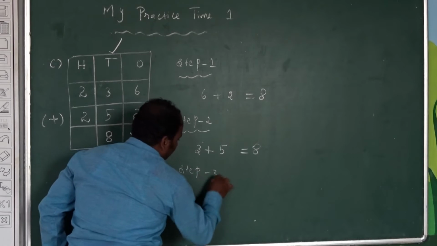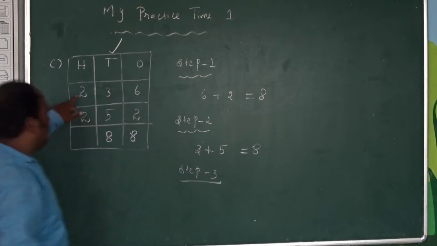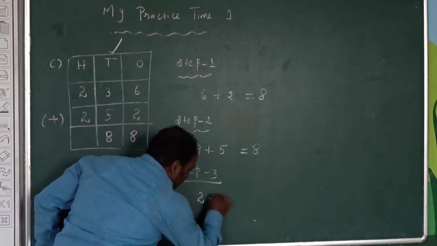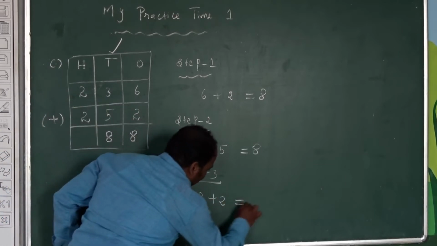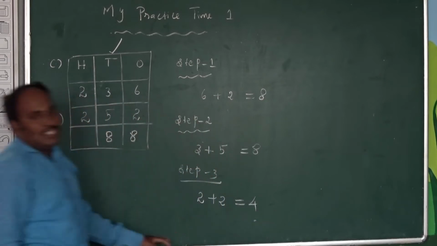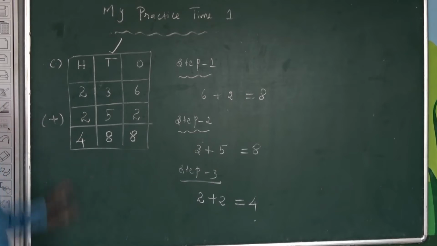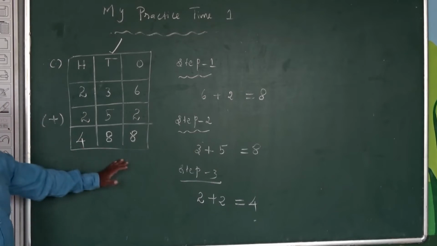Step 3, we add 2 hundreds. That means 2 hundreds plus 2 hundreds is equal to 4 hundreds. So our answer is 488.